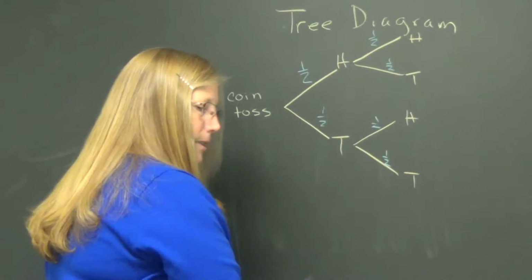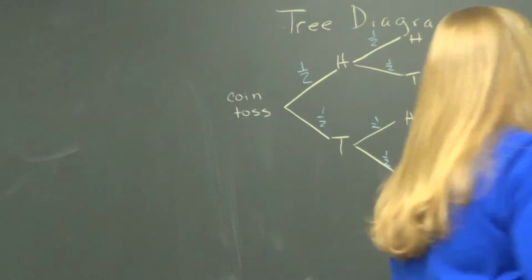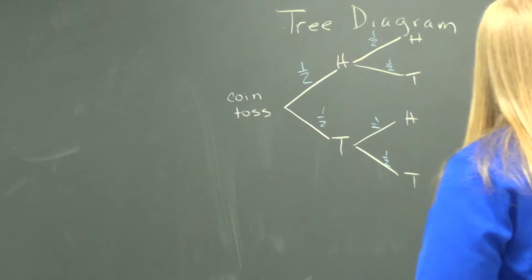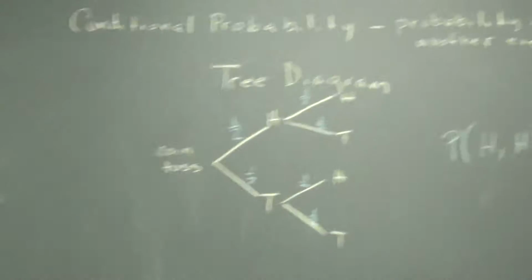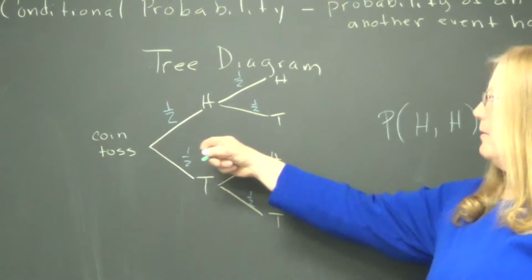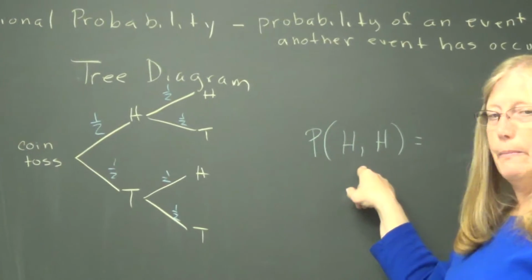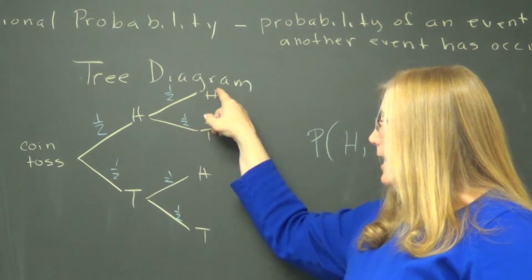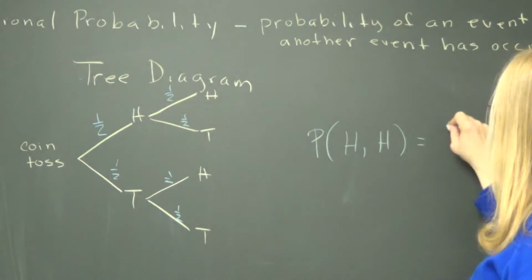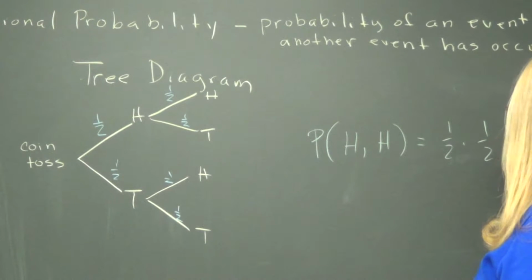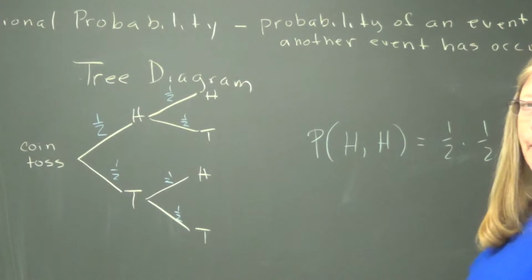So now we can easily visualize the probability of tossing a head and then a head. The way you do that with a tree diagram is you go down the branches that you've described in the problem. So I'm going to go head and head, and you take the numbers that you put on the branches and you multiply them. Does that make sense to you?